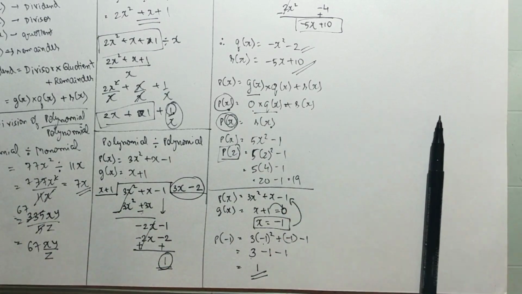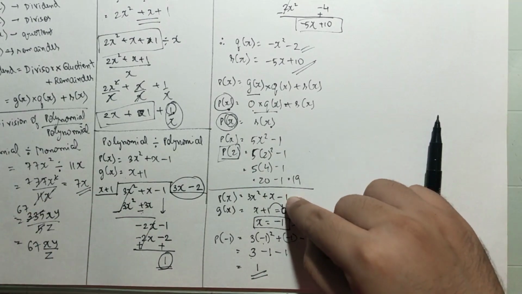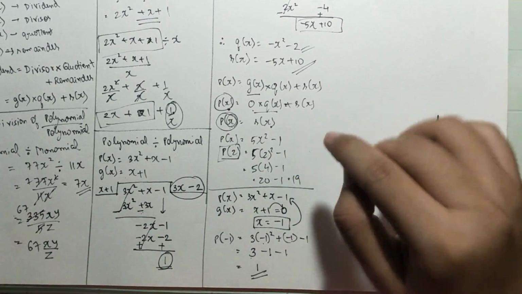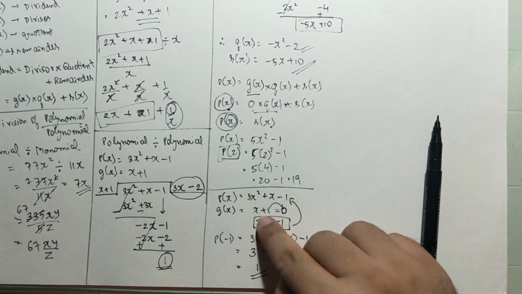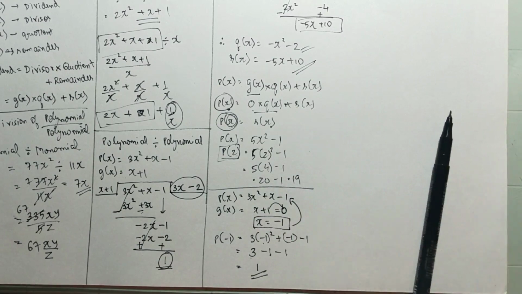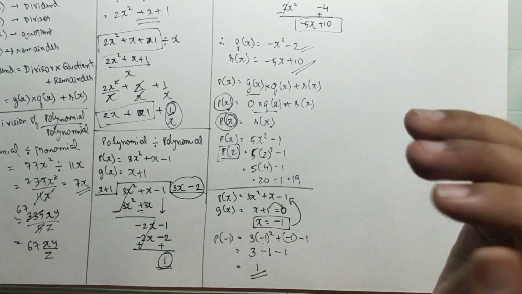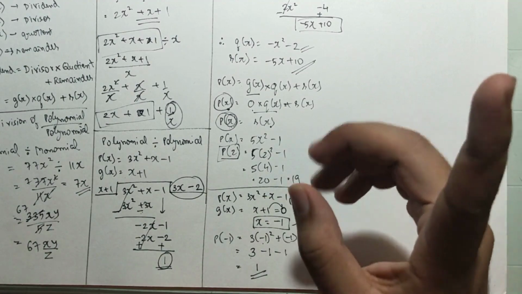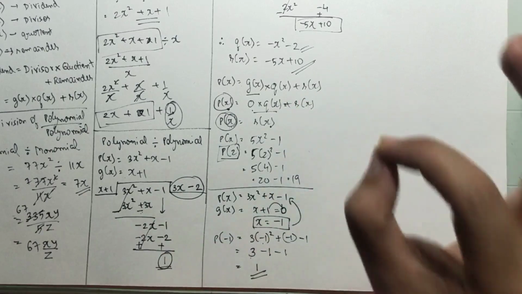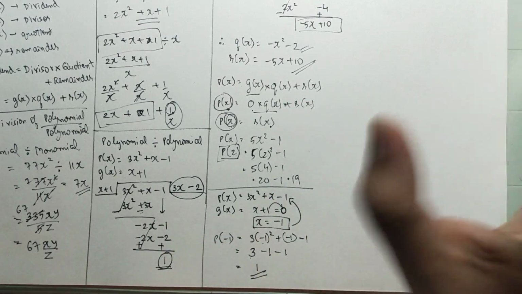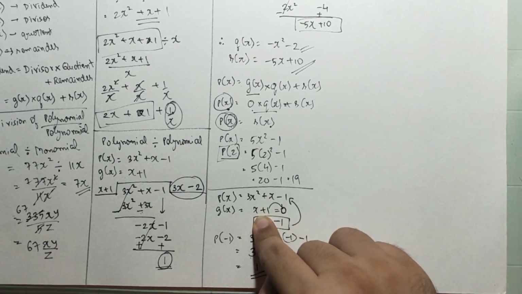In short, if the question asks us to only find the remainder when this polynomial is divided by this polynomial, see, the question should not be like, divide these two polynomials. If the question is to divide these two polynomials, then definitely you have to go with the long division method. But if the question is only to find the remainder, then I will equate g of x, that is the divisor, to 0.